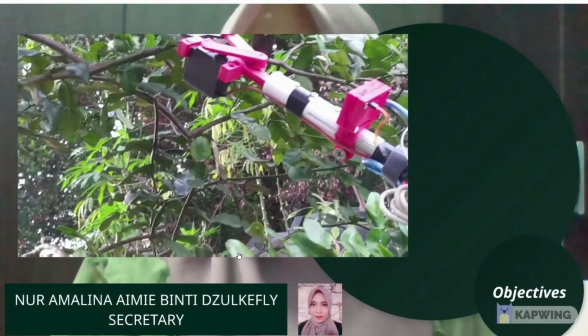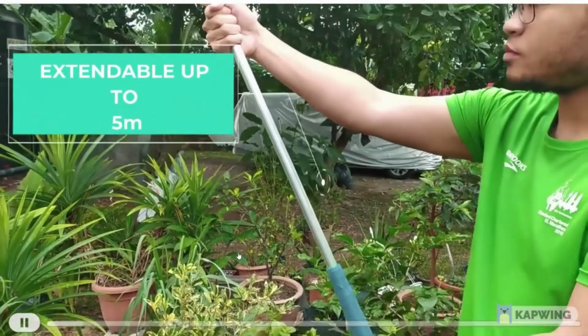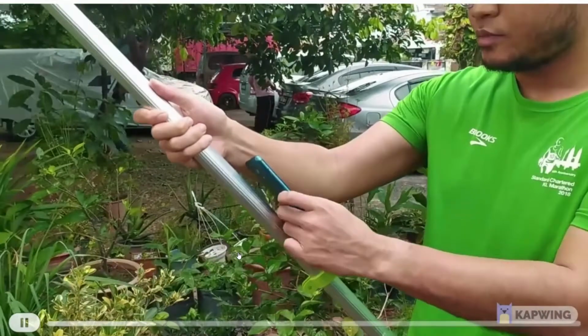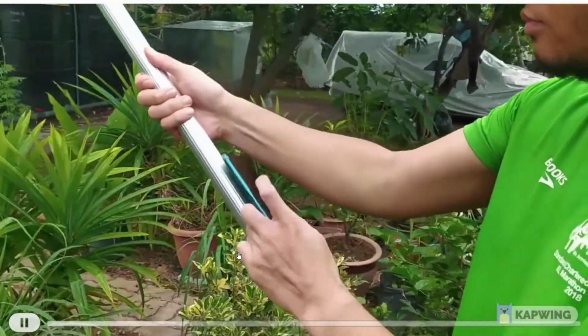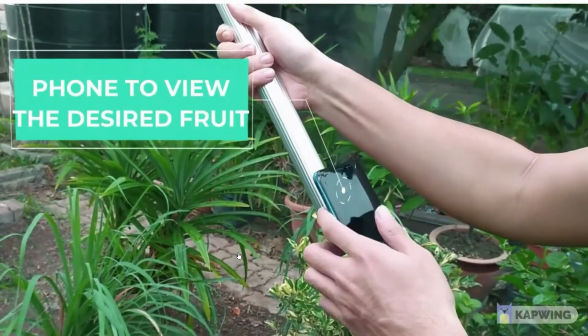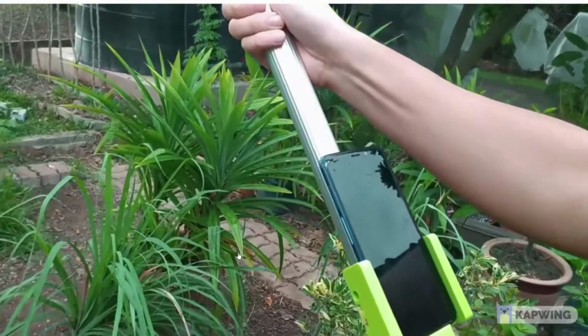Let's check it out. Our fruit picker pole can extend up to 5 meters. Next, this product consists of a Wi-Fi camera that can connect to your phone. You just have to insert your phone into the case on your pole, then using your phone, you can view the desired fruit. I'm going to show the tutorial on how to use the Wi-Fi camera.